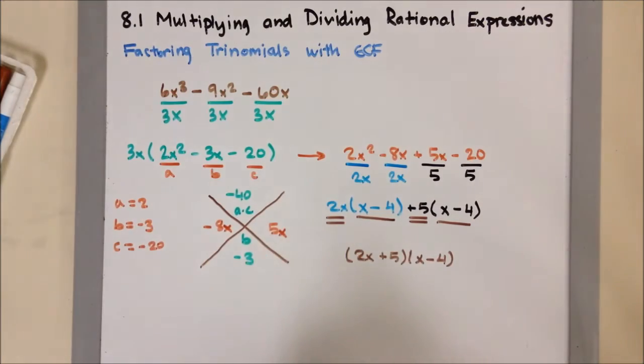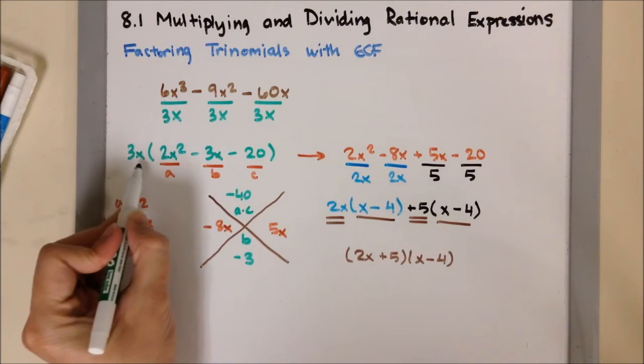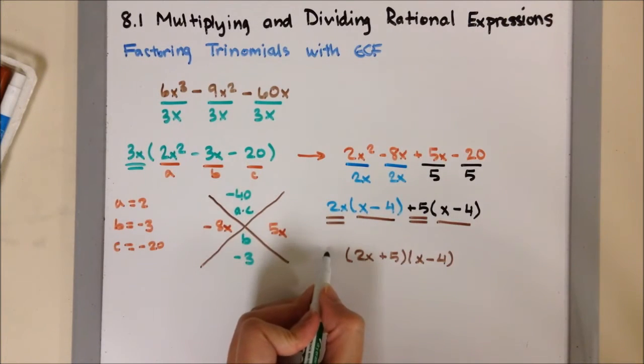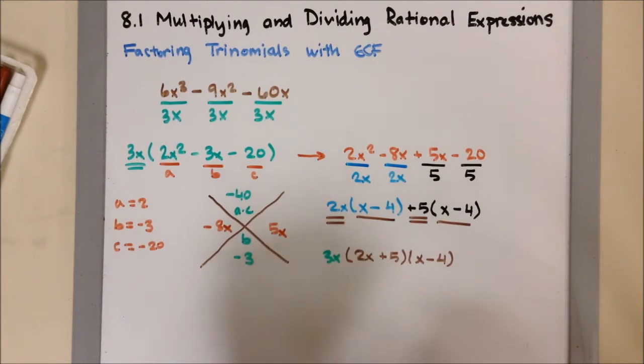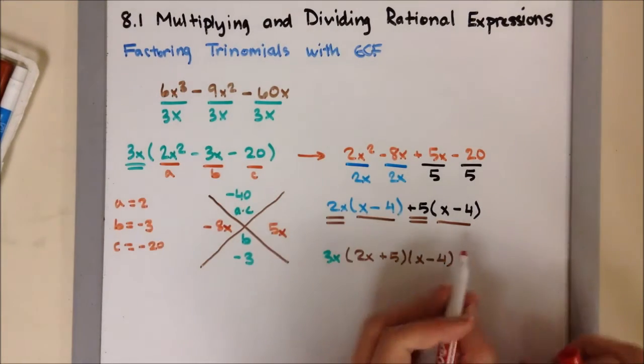But don't forget, we had that GCF from the very beginning, the 3x, so we're going to bring it back into the final answer. It does not disappear, so don't forget that. And then let's box our final answer.